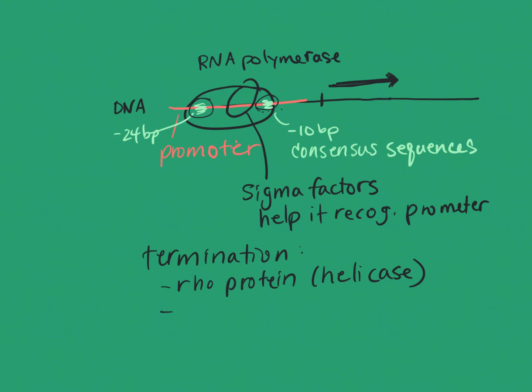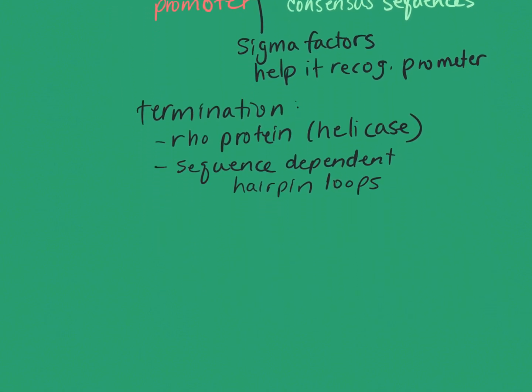Or it could happen by a sequence dependent mechanism where we get those hairpin loops that cause the mechanical stress that causes the RNA polymerase to dissociate and the new transcript to come off. All right, so assume that the RNA that was made was messenger RNA. What happens to that? Well, in the process of translation, that gets read at the ribosomes.